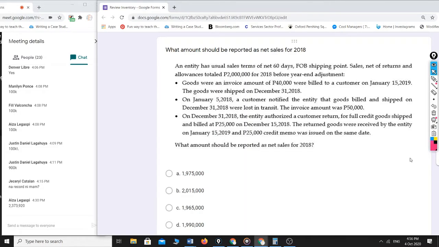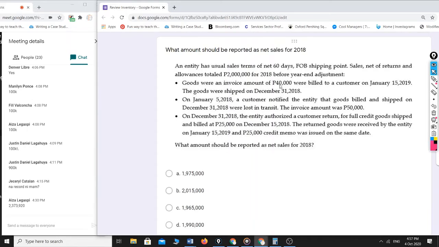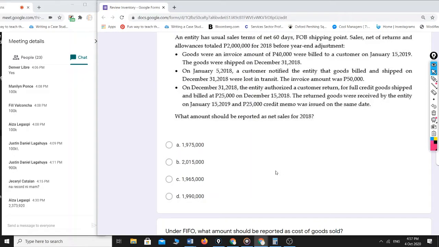Okay? So, you will just apply those adjustments. So, from 2 million, i-ada na to 40,000. Okay, sa second item, wala antay buhaton ani. And the third item, 25,000, that is less sales return, 25,000. So, our net sales should be 2,015,000. Okay? 2,040,000 minus 25,000. So, our answer for this item is 2,015,000. Okay?